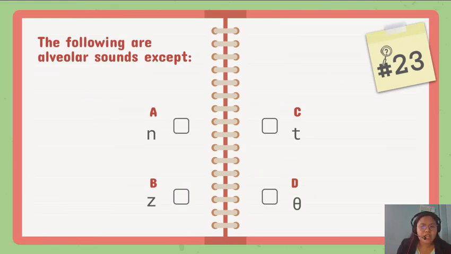The following are alveolar sounds except for item number 23. Letter A, N. B, Z. C, T. D, Th. The correct answer is D. Letter D, which is sounded out as th or silent TH, is a dental sound. The tip of the tongue is placed against or near the teeth.